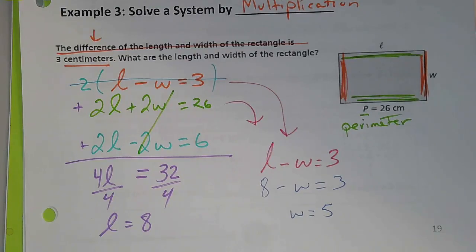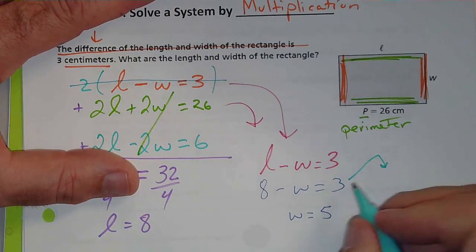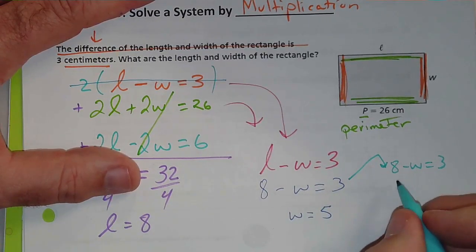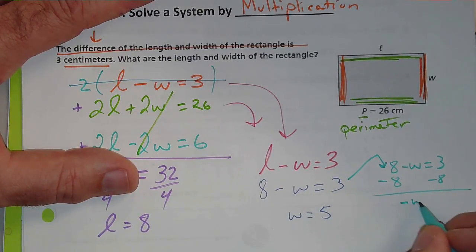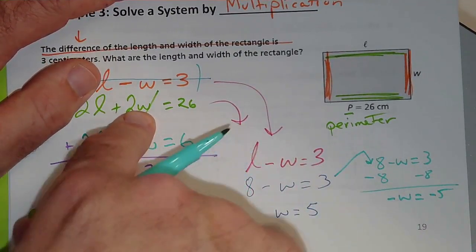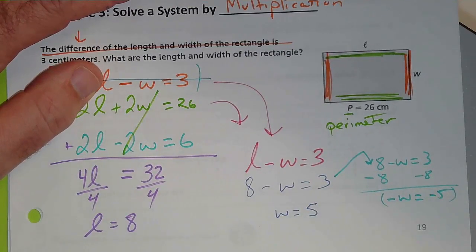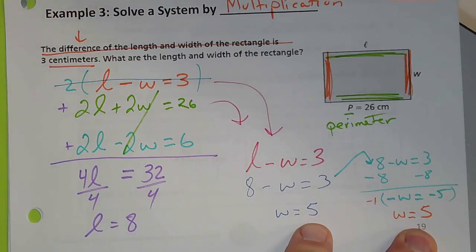Now, all right, so I skipped a little thing here, so let's just look at that. If I have 8 minus w equals 3, technically I'm subtracting by 8 on both sides, and I'm left with negative w equals negative 5. Do we want negative w? No, nobody wants negative w. Everybody wants positive w. So multiply this by negative 1, which flips everything to be w equals 5, which is what we knew it was.